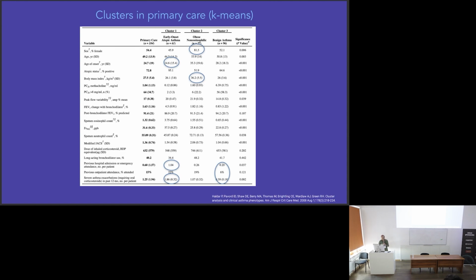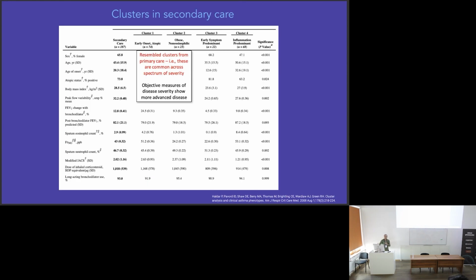And we can see some other things here. For example, in the first cluster, there are 80% females, and the body mass index is higher than in the other clusters. And for the third one, we can see that it's a very light, benign version of asthma. Let's go forward.